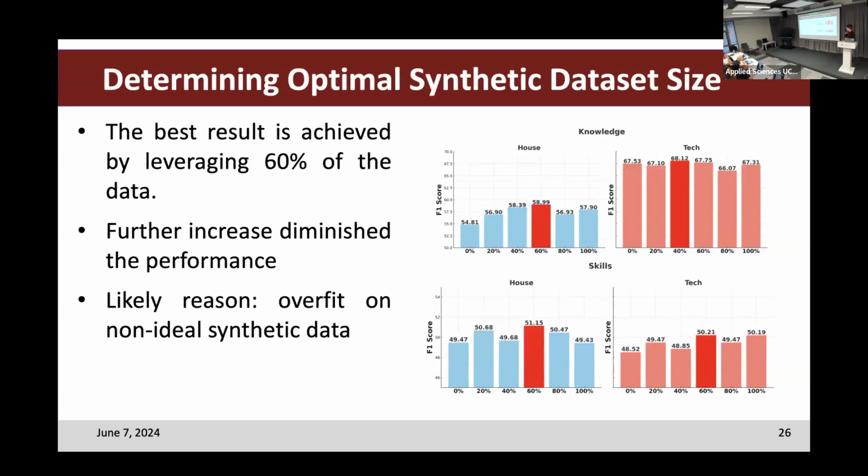Next, we wanted to determine the optimal synthetic dataset size that would maximize the performance of the model. As the template-based method proved to be the better one, we generated 60, 80, and 100% of the training data using this method. And we found that at 60%, the quality of the predictions is the best. Then it deteriorates. The likely reason is overfitting on non-ideal data; synthetic data obviously is not ideal.